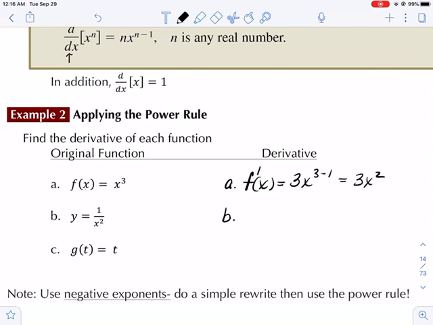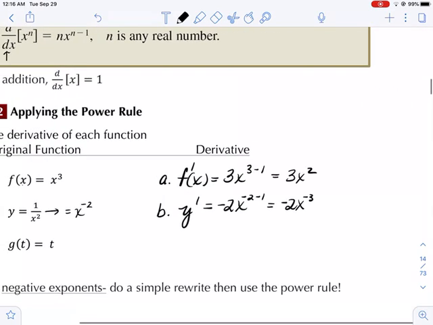For b, we have a little rewrite here that most of us like to do, which is equal to x to the negative 2 power. And then we'll say y prime is equal to negative 2x to the negative 2 minus 1. So remember, we're subtracting 1 from the exponent. So that gives us negative 2x to the negative 3 power. So rewriting this, we have y prime is equal to negative 2 over x cubed.